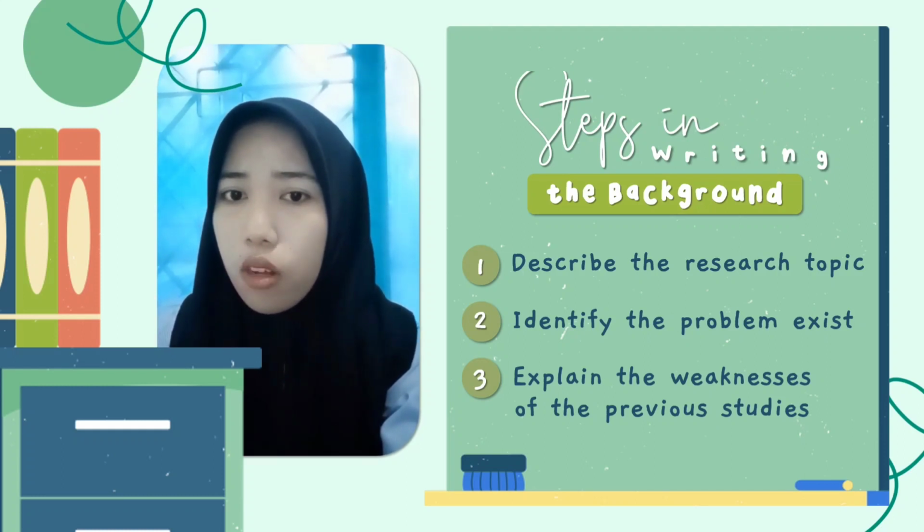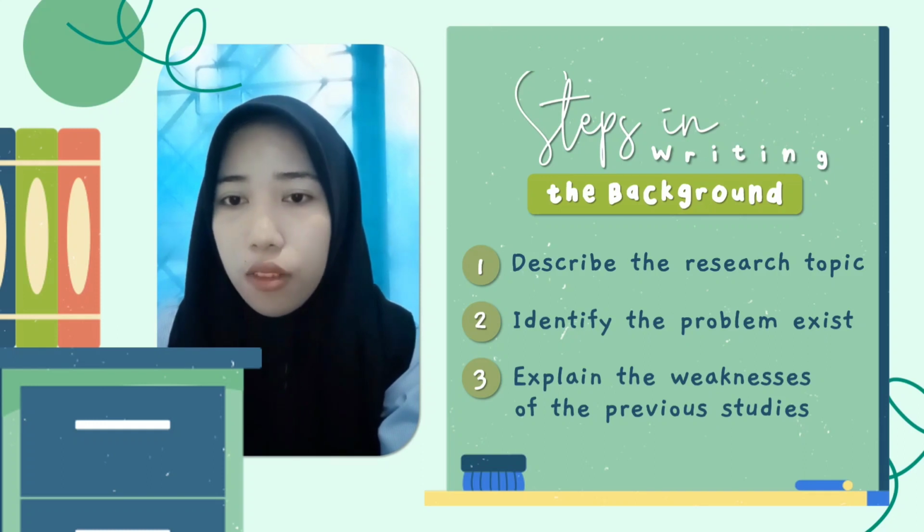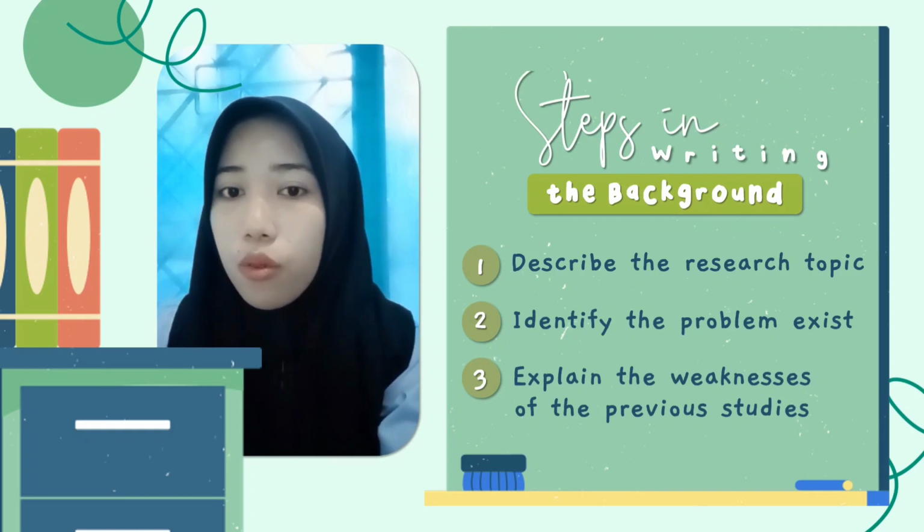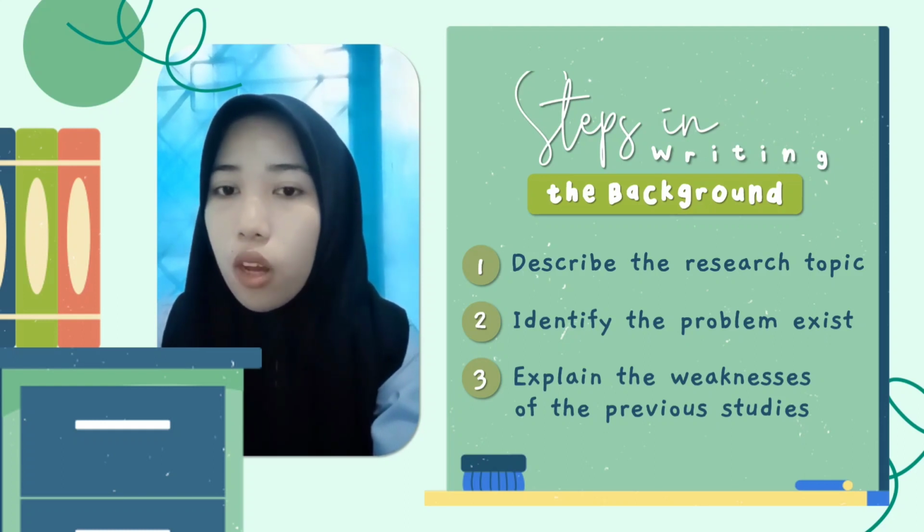It means when we want to write a research background, the first step we should do is describe a research topic. Here, we should explain the reason why we choose that topic, what interest led to choosing these variables, and also write a background based on the phenomenon that is happening in the field.